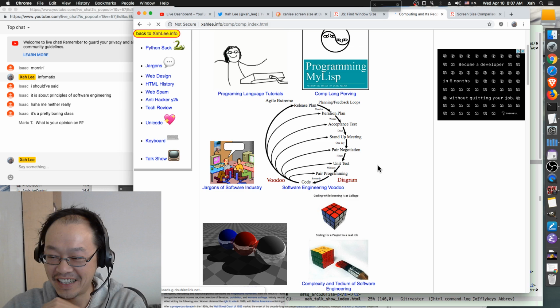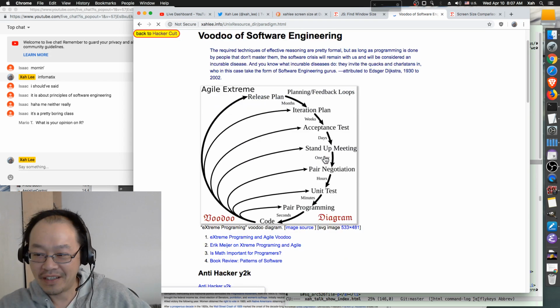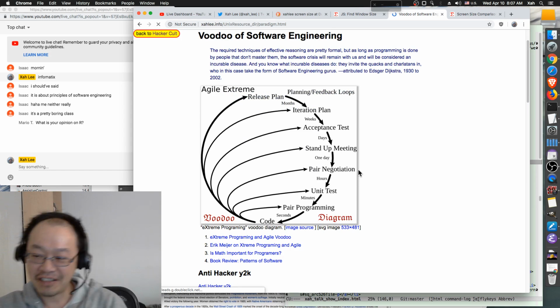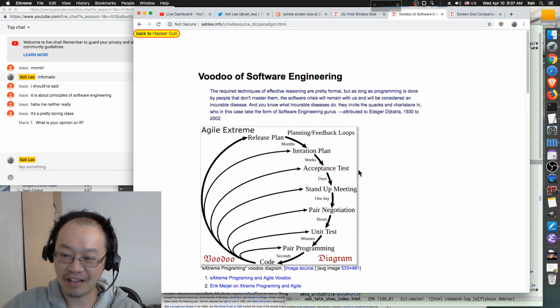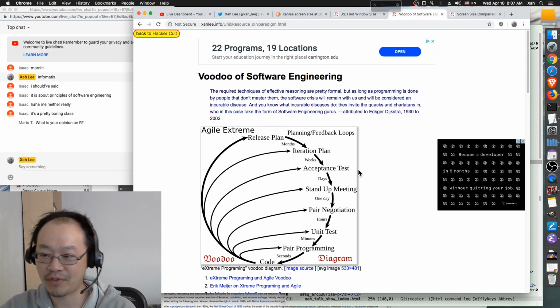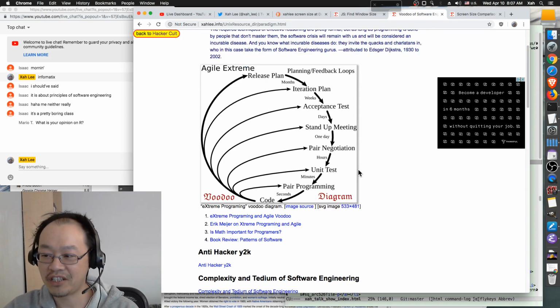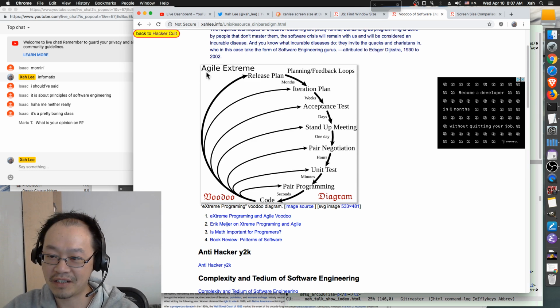You see, this is typical of agile or extreme programming. Now, okay, this is a big topic of mine, so I can talk about this for the whole day. Okay, the software voodoo of software engineering. Now, look, check out this graph. This graph is agile extreme.